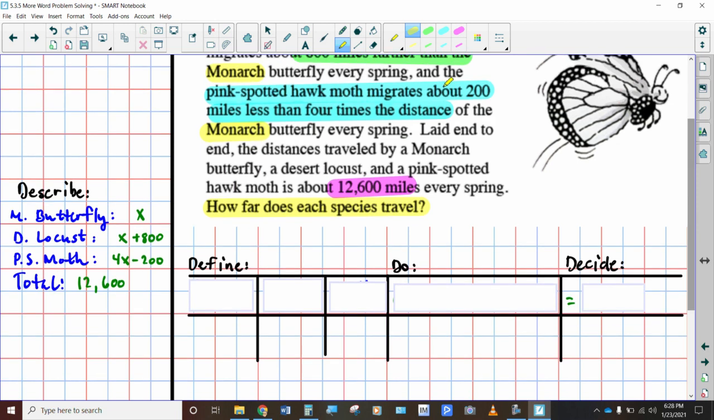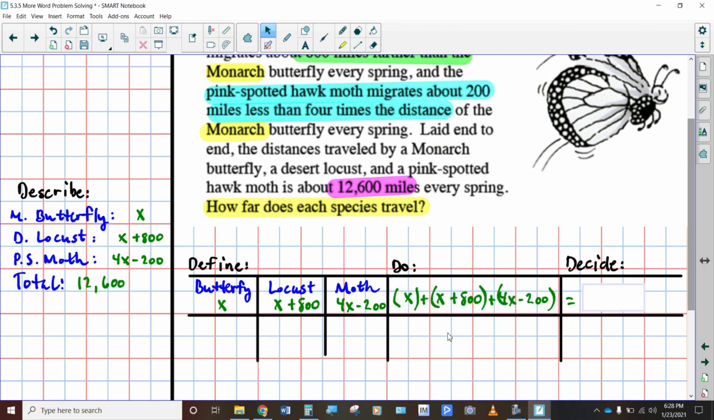So let's set up our table. We've got 3 different variables. We're going to start with the butterfly. That's our x because they were being compared to that. And then you've got the locust and you've got the moth with their definitions. What are we going to do with those numbers once we come up with them? We are going to add all of them together. And what are we supposed to get for a total? We're supposed to get 12,600. So I'm going to start off doing this the guess and check way.